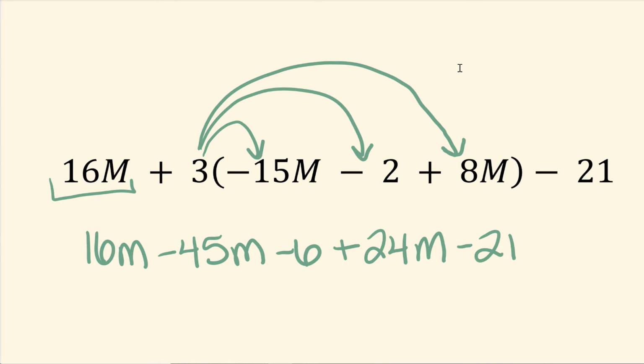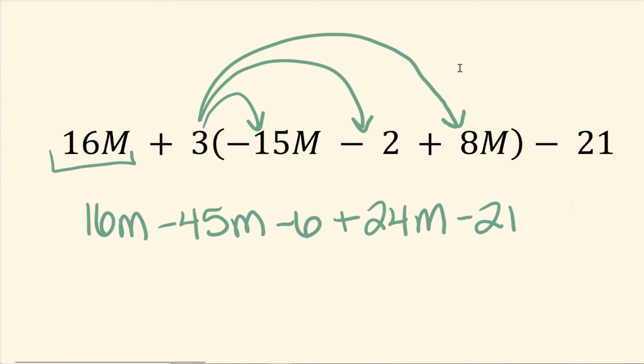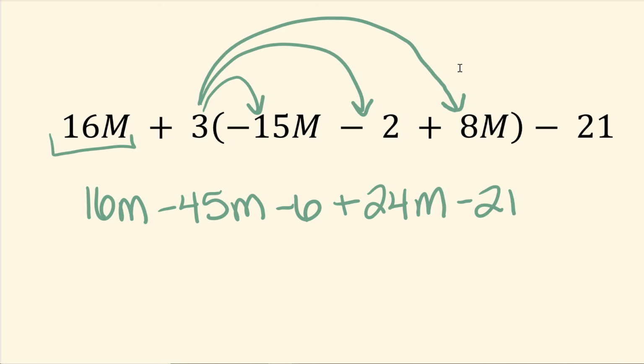All right, now I've got to find all my like terms together. So I'm going to group all of my m's first, all of my variables first. I'm going to scroll this just a smidge. So I have 16m, negative 45m, positive 24m. All of those are like terms together, and how you choose to combine those is completely up to you.